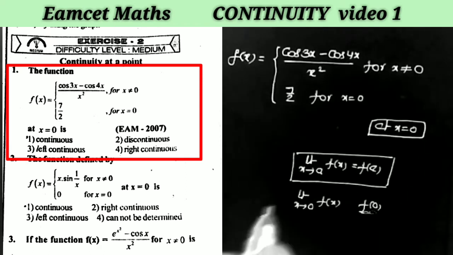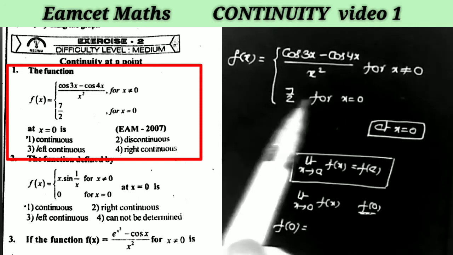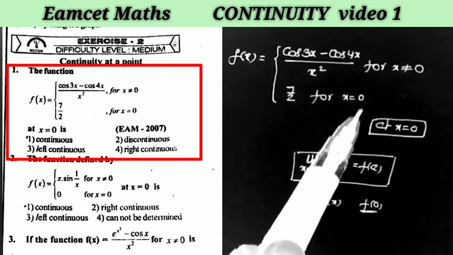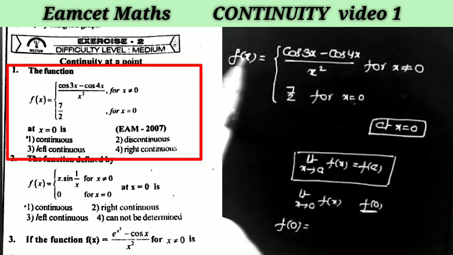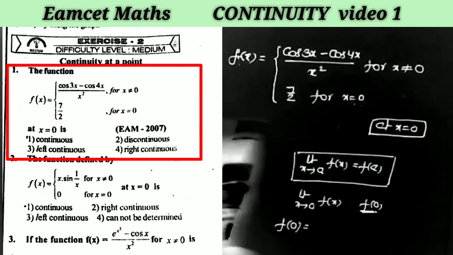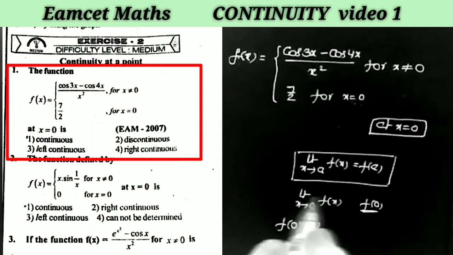So first we take this value. What is f of 0? Already given in the question, f of x is equal to 7 by 2 at x is equal to 0. So f of 0 is equal to 7 by 2. This value is 7 by 2. Now we want the limit value.